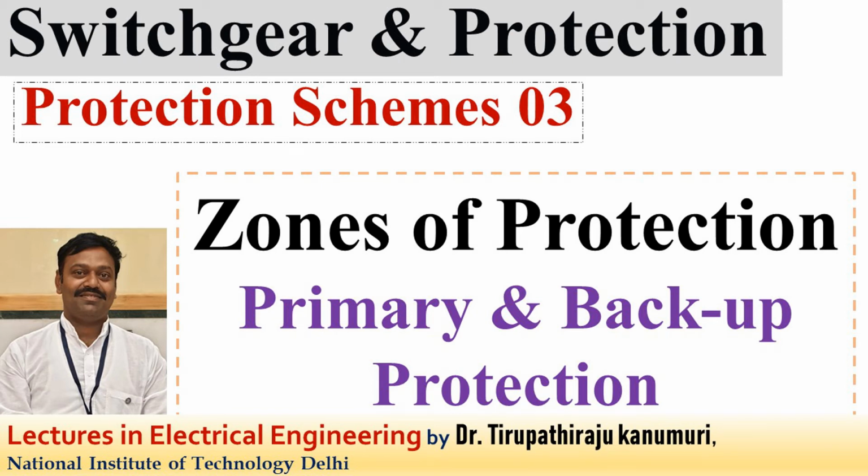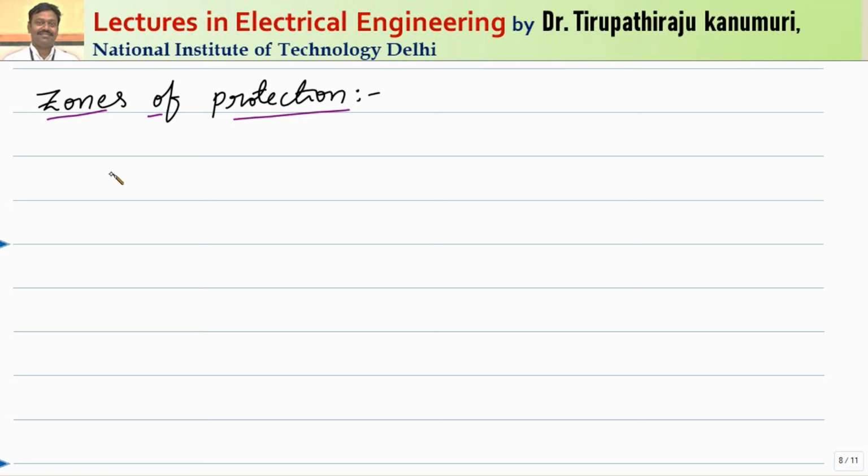Hi all, today we are going to discuss different zones of protection. Before going to different zones of protection, let us first see what are the essential qualities of protection. So what are the basic requirements of protection? After that, we will see why we should go for protection zones, and then we will see the primary and the backup types of relay protection.